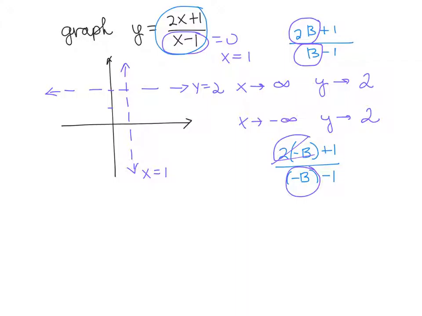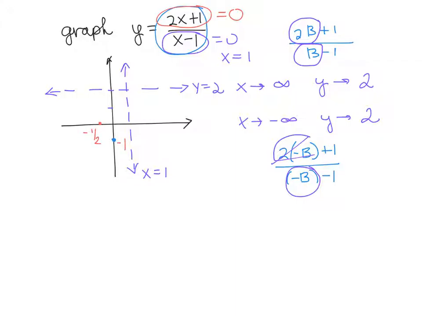We are halfway there, so let's plug in some values and see what the graph is going to look like. The easiest one is when x is equal to 0. When x is equal to 0, it's 1 over negative 1, so you're at negative 1. Right. How about trying to figure out the zeros? This fraction is equal to 0 when the numerator goes to 0. When the numerator goes to 0, the whole fraction goes to 0. In this case, when x is equal to negative half, that's going to be 0.